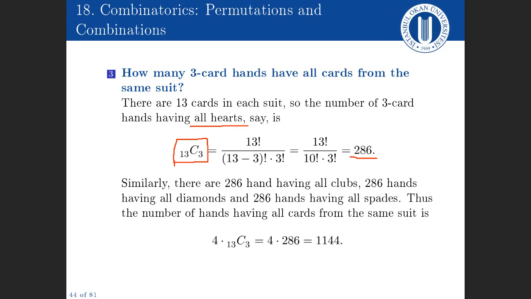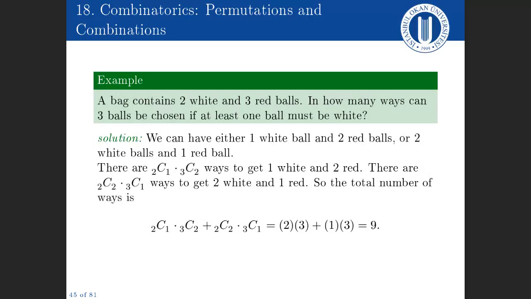Similarly, there's going to be 286 hands having all clubs, 286 hands having all diamonds, and 286 hands having all spades. Add these together, or do 4 multiplied by 286, we get our answer. 1,144.